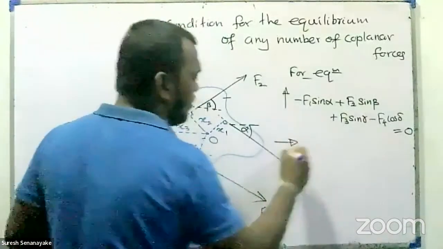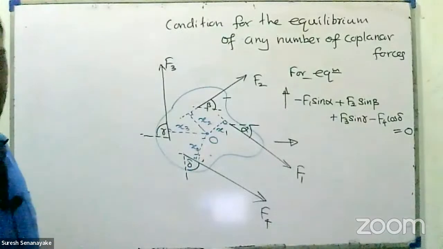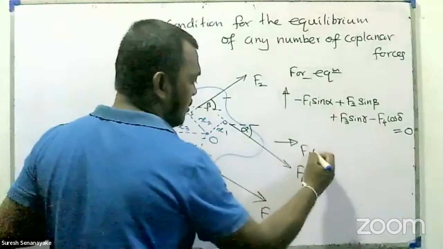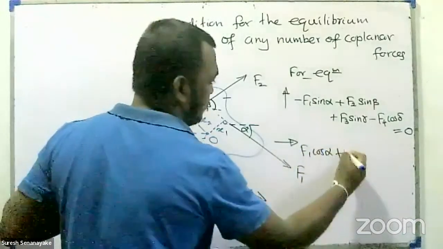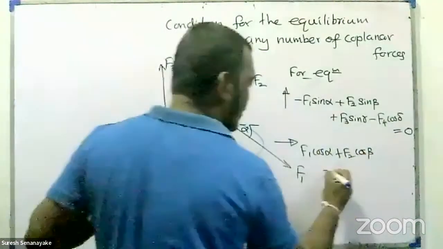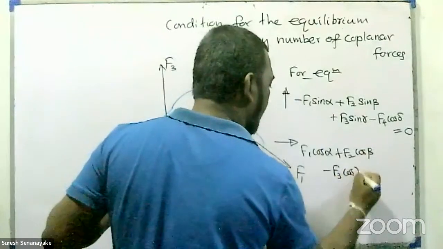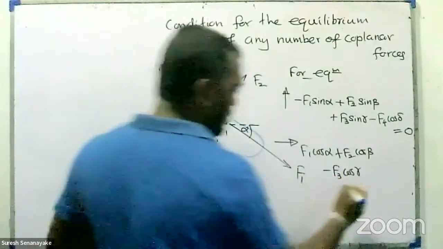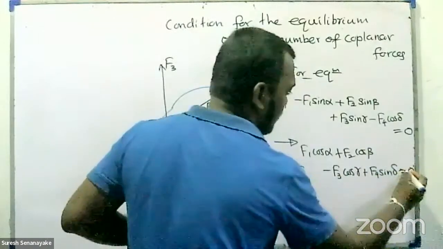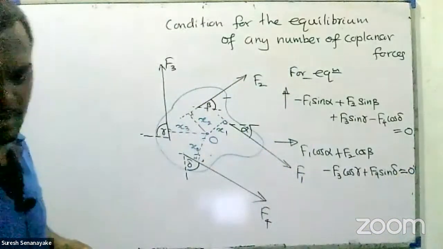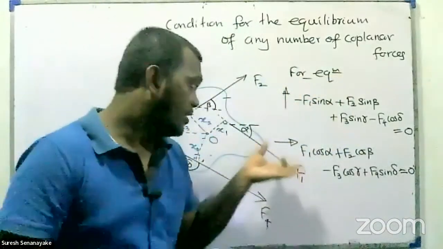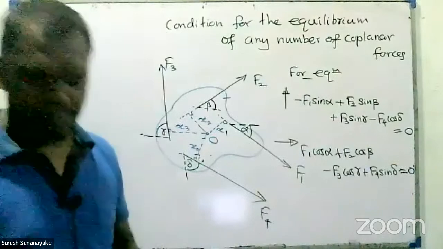And then take the moments in the x direction. So it is F1 cos alpha, plus F2 cos beta, and here minus F3 cos gamma and plus F4 cos delta. That should be equal to zero. This is the second condition. Okay, that's if you consider one direction, and the others you should consider perpendicular to the first direction.